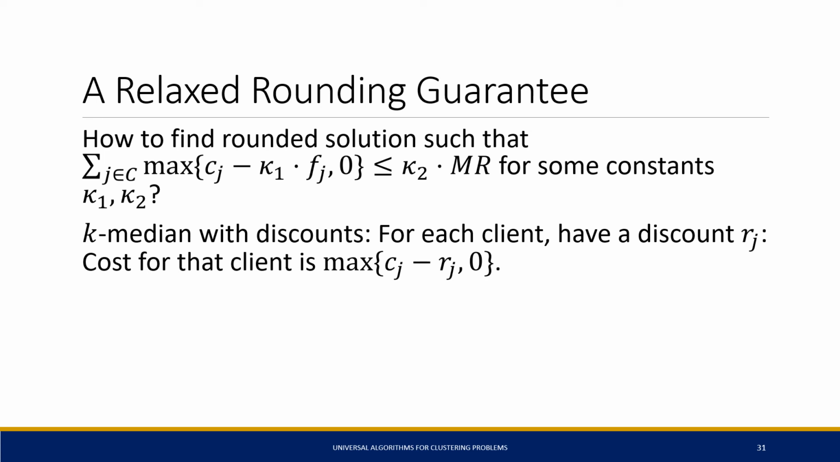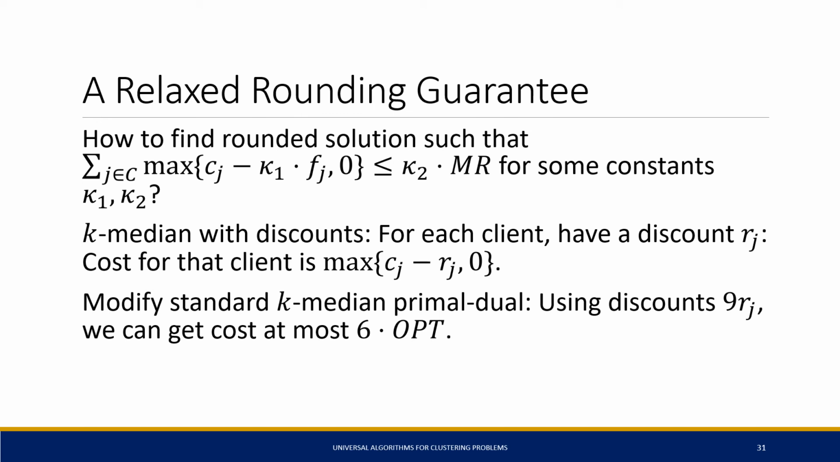In k-median with discounts, for each client, we'll have a discount rj. And now, rather than the cost for that client being the connection cost cj, the cost for that client is the max of cj minus rj, or 0. That is, we get a discount of up to rj on each client's connection cost, but then past that discount, we still have to pay for its connection cost.